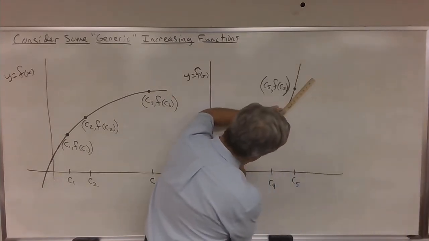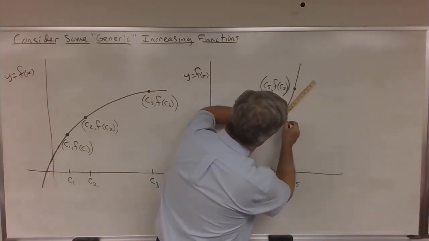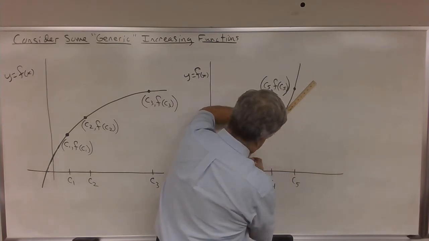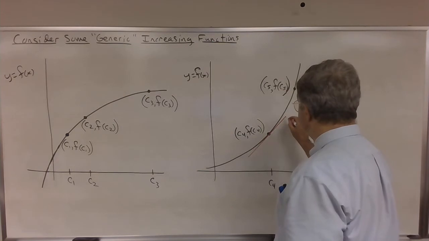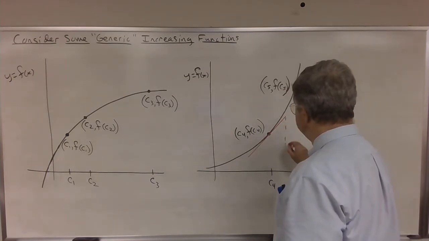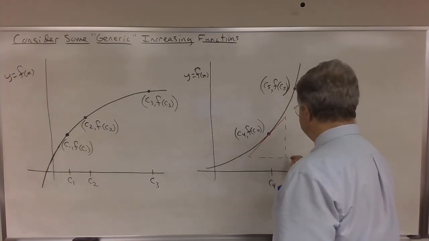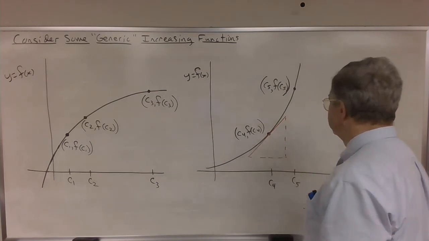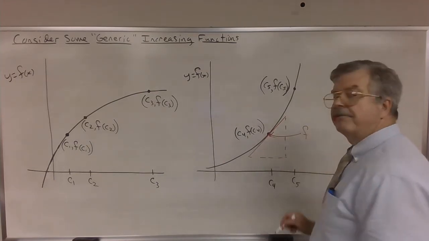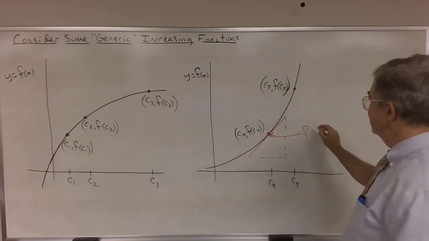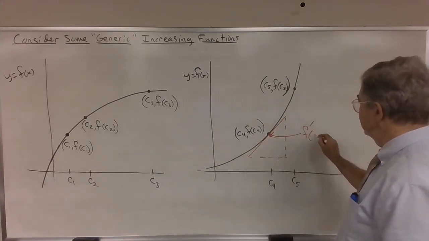So maybe right here, here's a tangent, and the slope of the tangent at that point is the derivative.